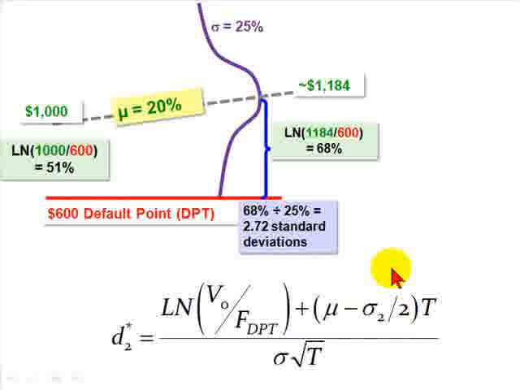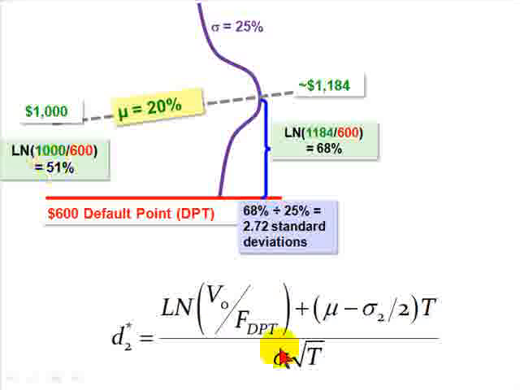And so now we can see here is the formula denoted by D2. This is the formula used in the Merton model. And this formula implements exactly what we just walked through. Here's the natural log of the firm value divided by default point. That gives us this 51% that is already implicit on day zero.